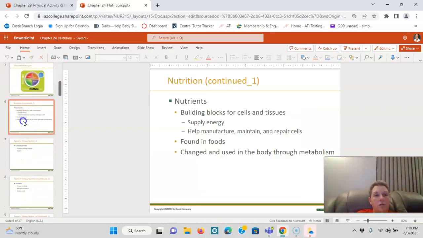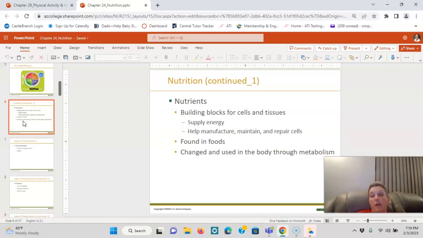Okay, so let's move on. Nutrients, the building block of cells and tissues. So that's what supplies energy, helps manufacture, maintain, and repair cells. They're found in foods, and they're changed and used in the body through metabolism. So where things are metabolized is very important, and we'll get to that when we get to ostomies. It's very important to know which kind of ostomy you have because that's going to improve or decrease your B12 absorption.